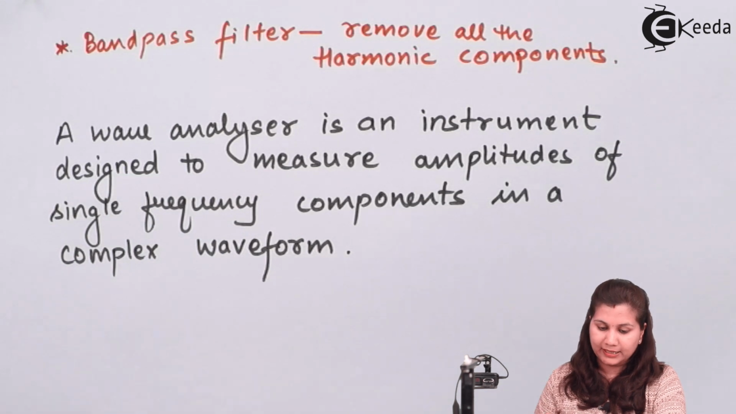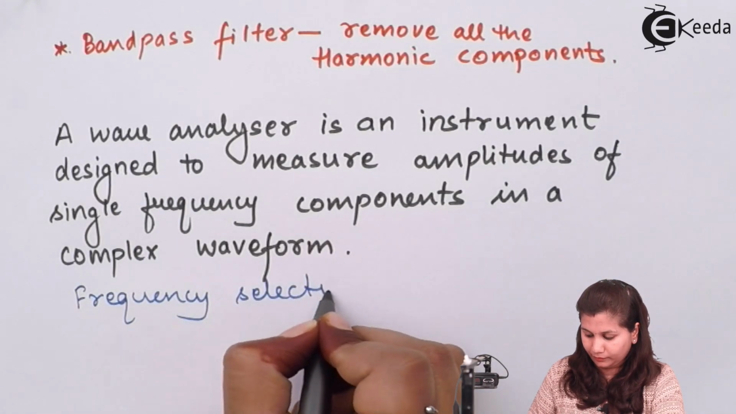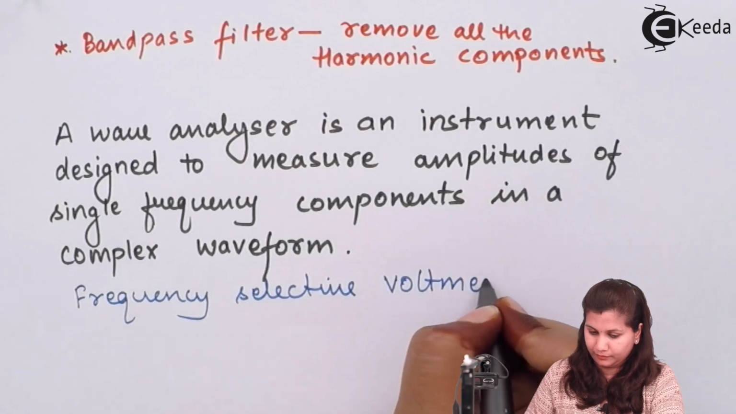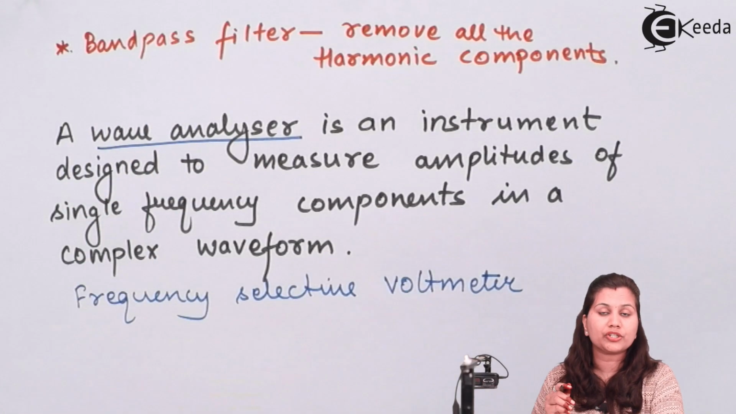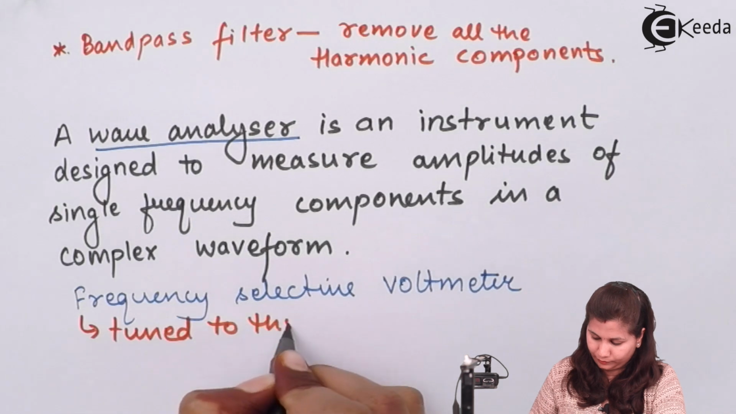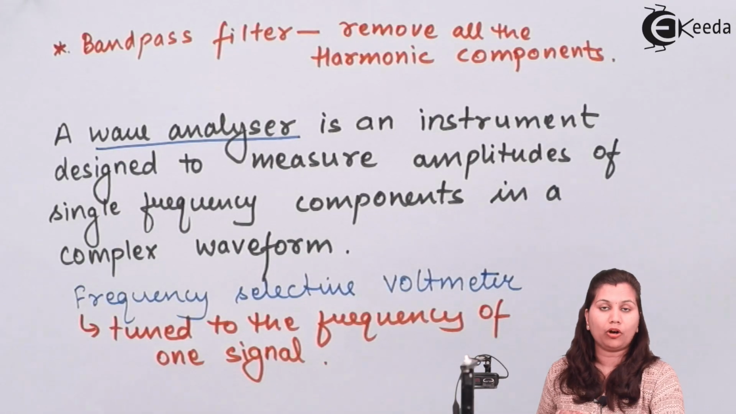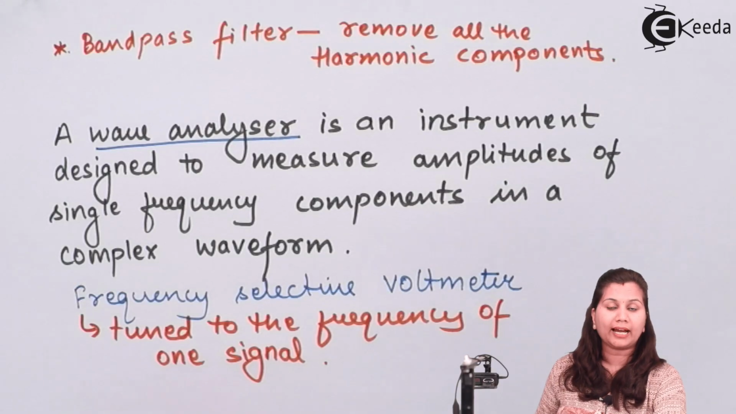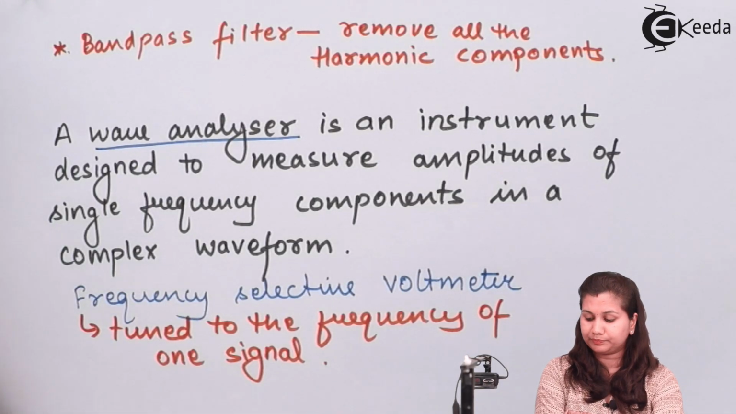The wave analyzer is basically a frequency selective voltmeter, which is tuned to a particular frequency and measures the amplitude at that single frequency, while all the other signal components are removed. So only at that one particular frequency we are measuring the amplitude of the signal. Now if we see the block diagram of a basic wave analyzer, it will be like this.